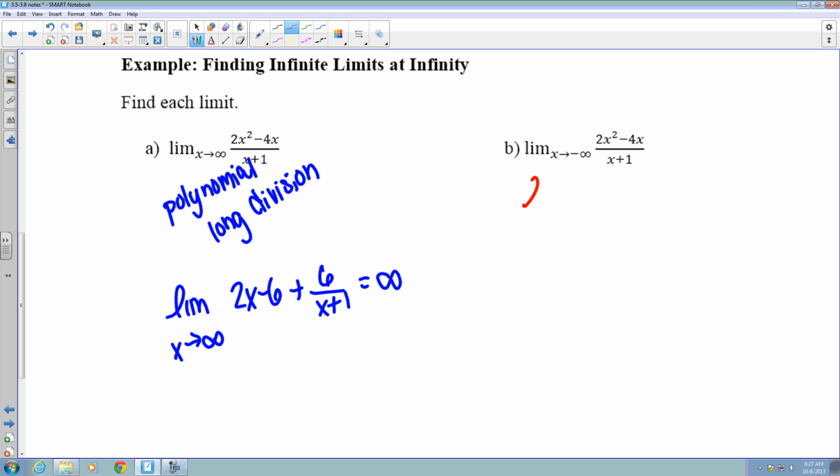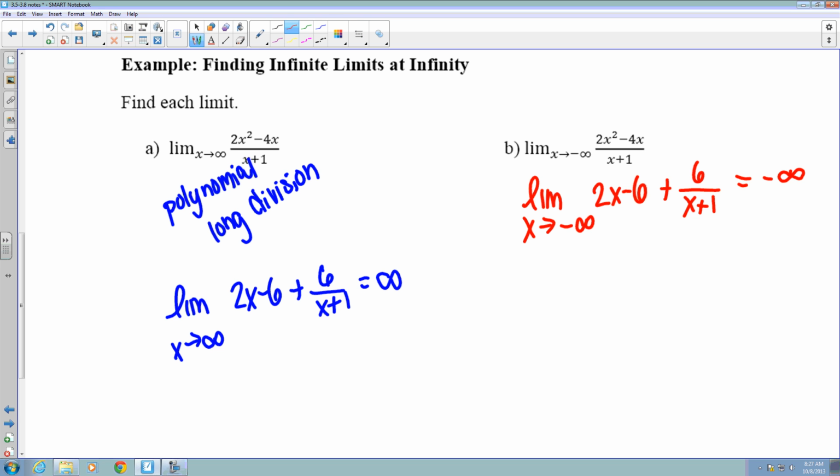Same thing on this one, we have the same question, so it's still polynomial long division, get the same answer. And then when we think about 2x minus 6 in the infinite direction, in the positive, it's obviously increasing, and in the negative direction, it's decreasing. So we know this is going to be negative infinity.